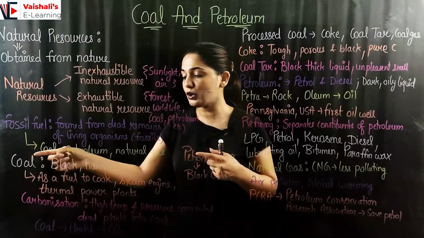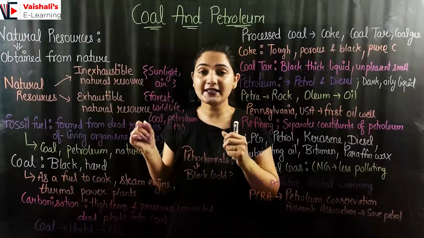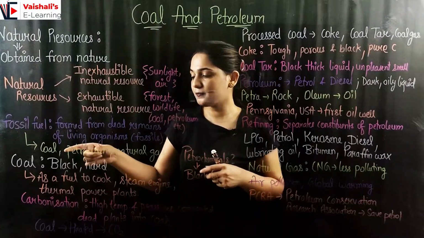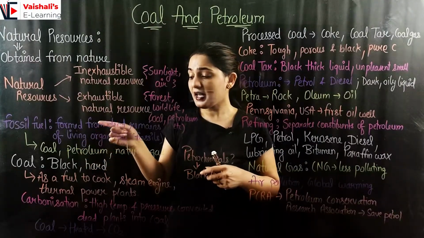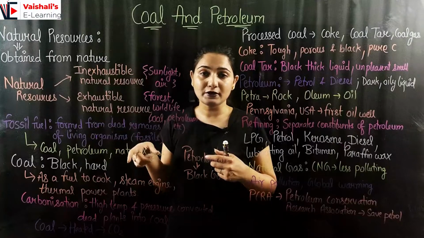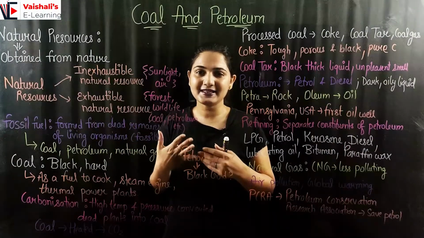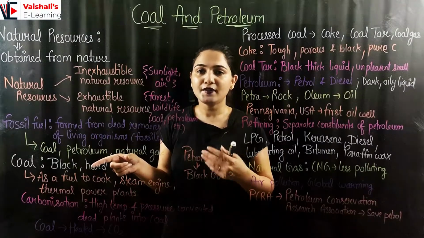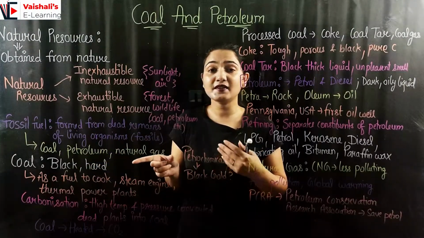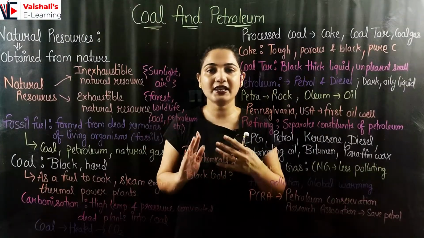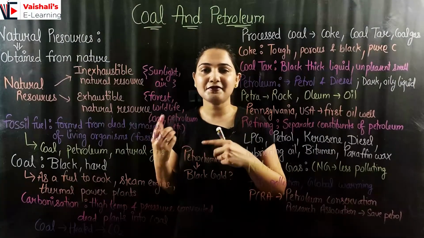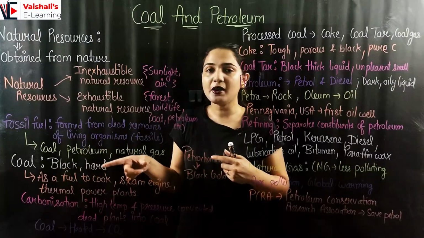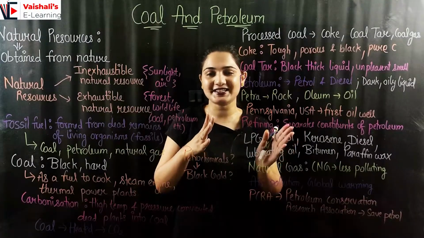Now coming to coal. It is a black hard material. You must have seen coal at some point in your life, right? It is a black hard material and it can be used as a fuel for cooking. It is not used recently in the metro cities, but in the villages it is still used as a fuel to cook food, and after that it is used in the steam engine. Again, now we have electrical engines, but previously when we had steam engines, coal was used in them. After that it is used in thermal power plants for the generation of electricity, right?